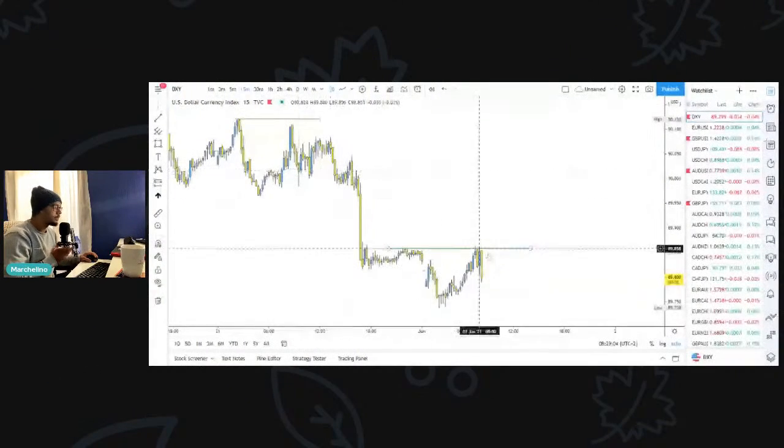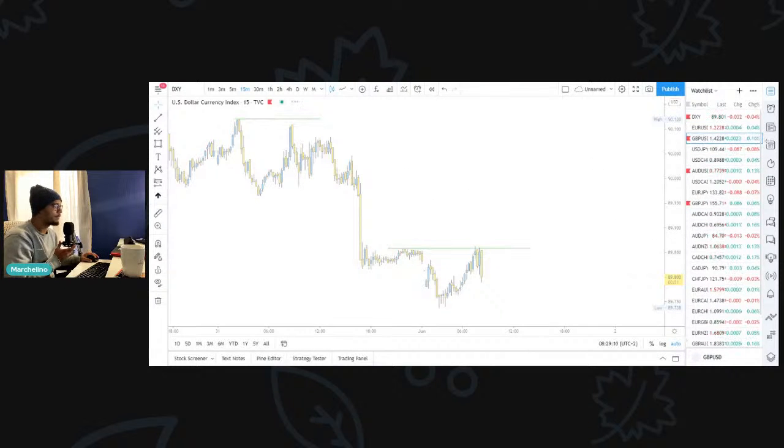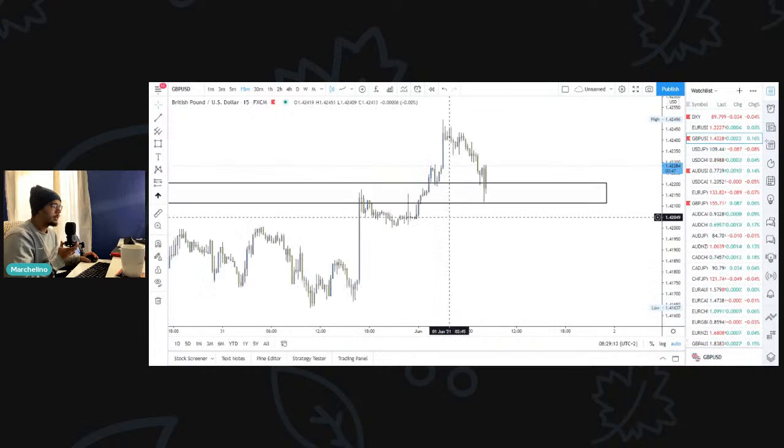DXY. As you can see, the dollar is continuing its weakness. To me, that's what I'm seeing. I see pound strength going through all of the pound pairs. What I'm looking for in the next 15-minute candle, let me show you guys.